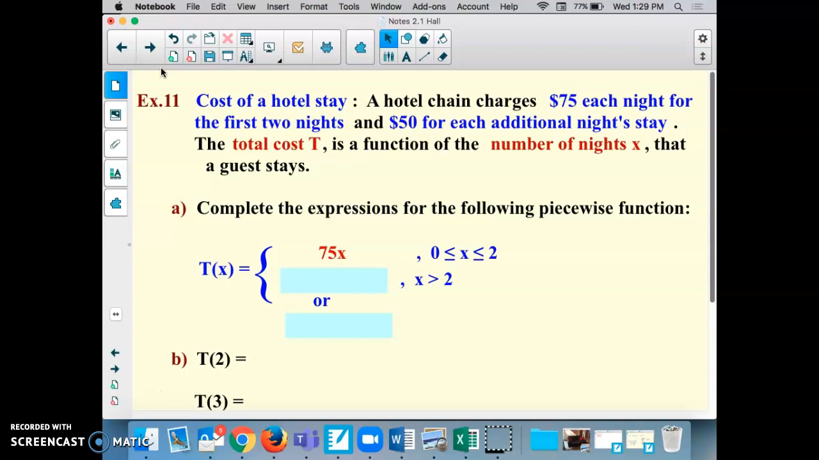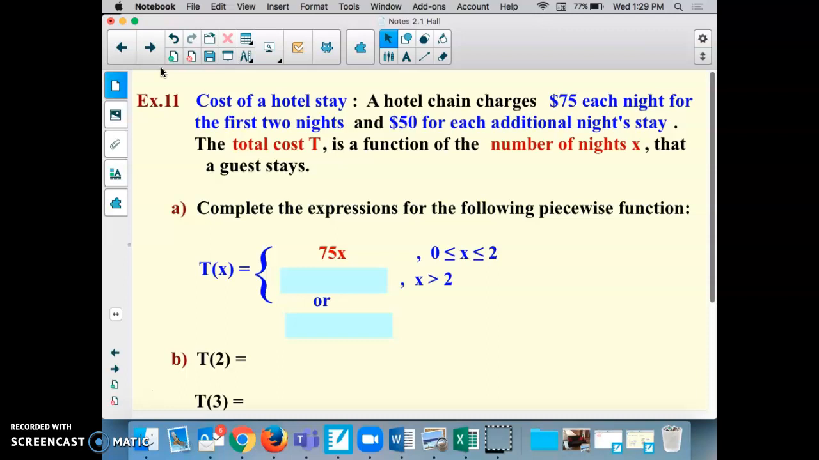The way I do word problems is I just immerse myself in the problem. Imagine that you stayed at the hotel chain for 2 nights. All right, so $75 each night for the first 2 nights. And then if you stayed extra, it'd be $50 additional. So $75 the first night, $75 the second night, then after that it's $50. The total cost T is a function of the number of nights X that a guest stayed. So evaluate the expression for the following piecewise function.